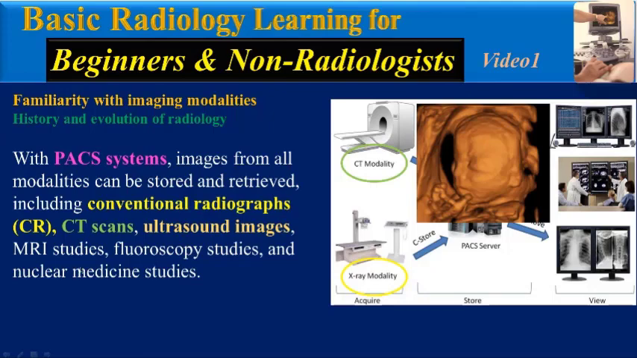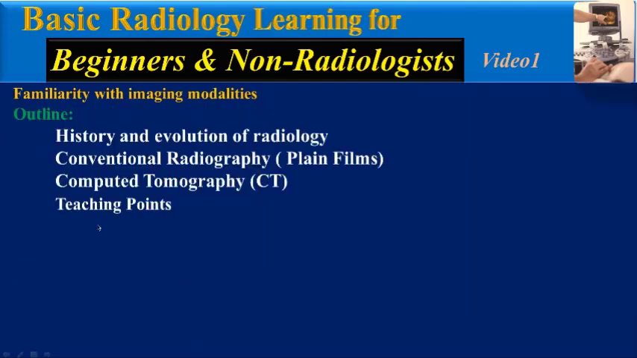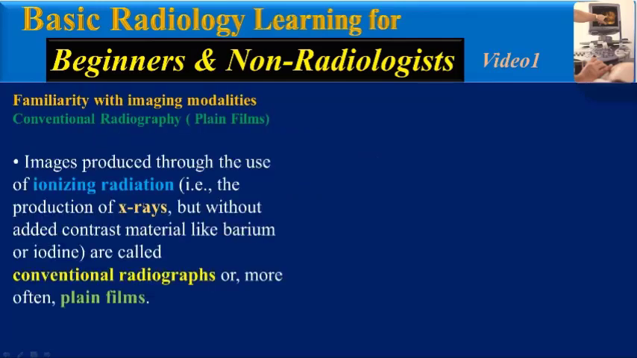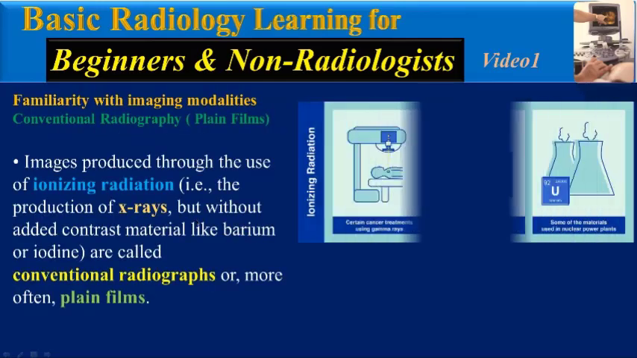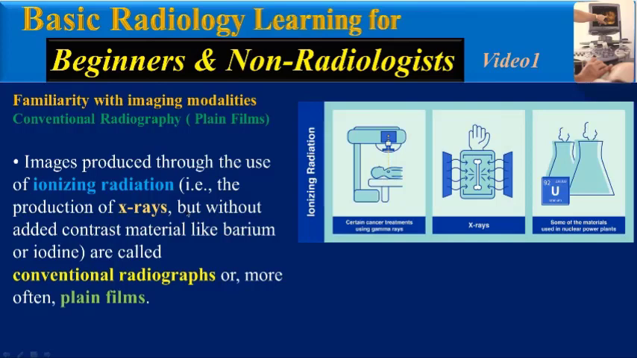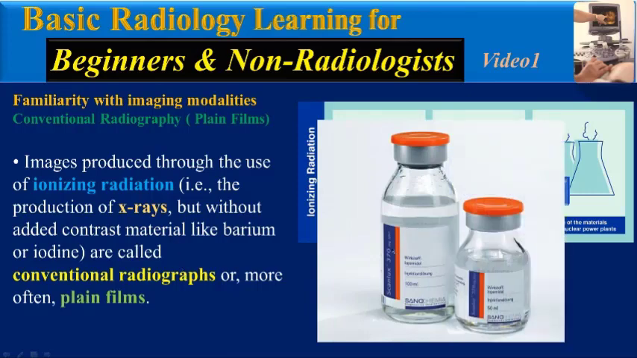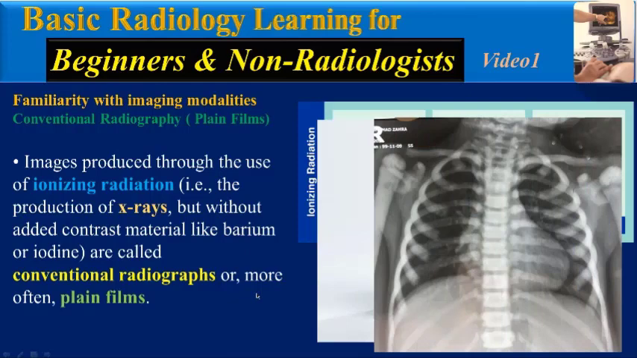any other imaging modalities. The next section of this presentation is familiarity with conventional radiography or plain films. Images produced through the use of ionizing radiation, that is, the production of X-rays, but without added contrast material like barium or iodine, are called conventional radiographs or more often plain films.